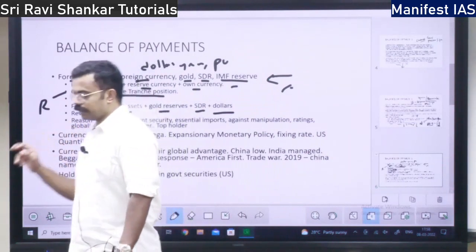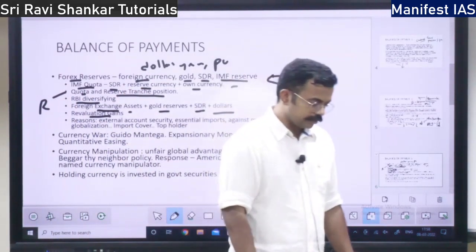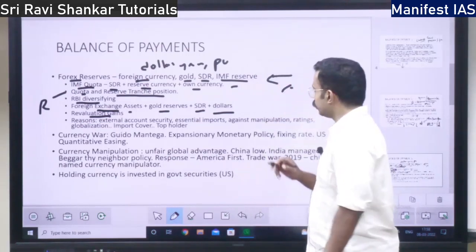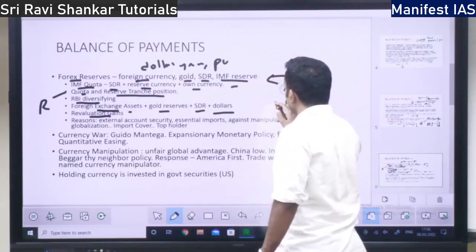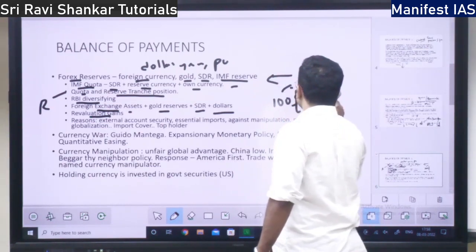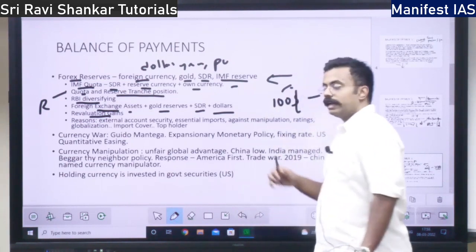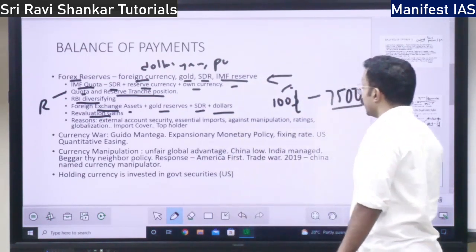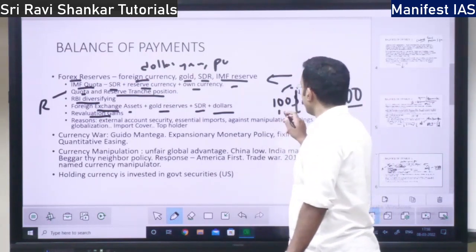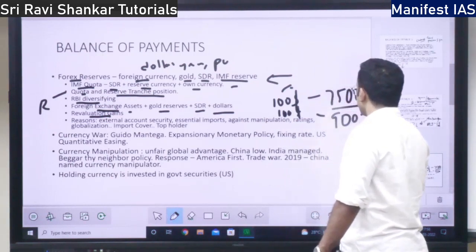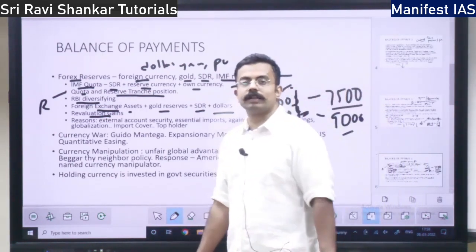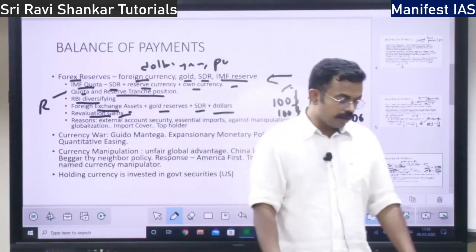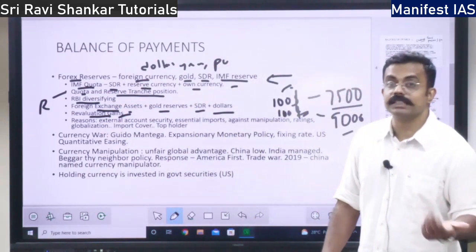So then you have revaluation gains. What is revaluation gain? See, you have an asset, let's say some foreign asset. You own a foreign asset worth $100, which is 7,500 rupees. Later on, the currency depreciates, and $1 will become 90 rupees. So if you have $100, you have 9,000 rupees. The same $100 worth of asset is now worth 9,000 rupees. So the value of the asset increases. That is the revaluation gain, right?